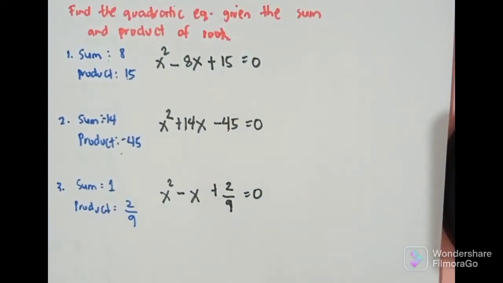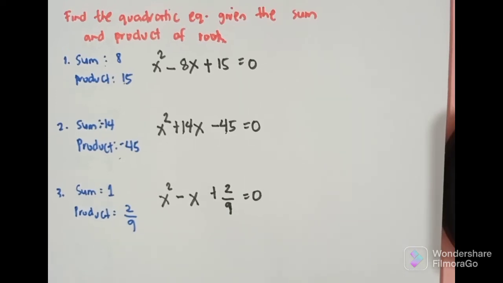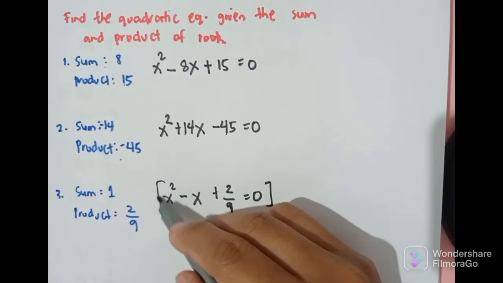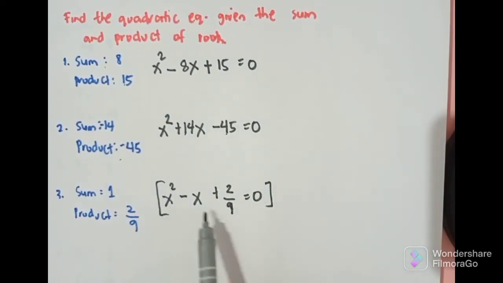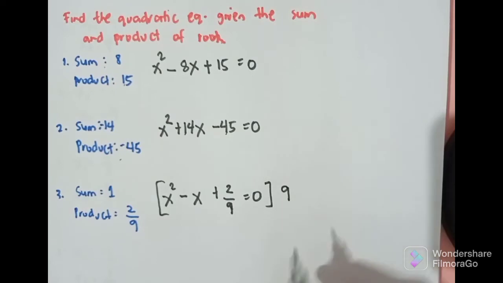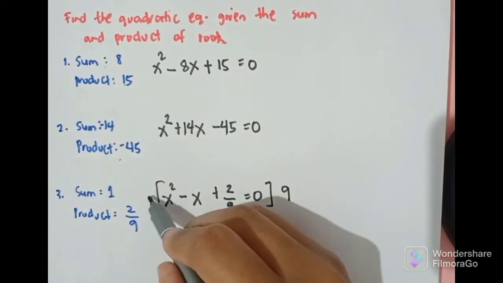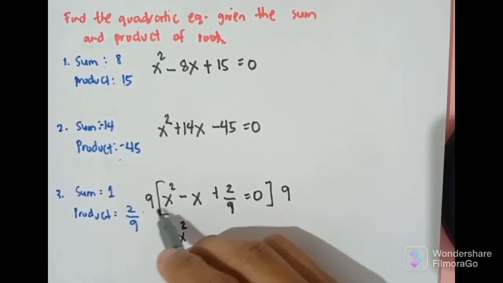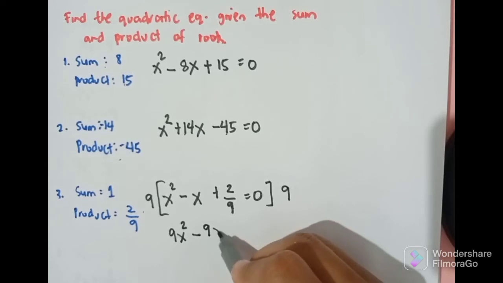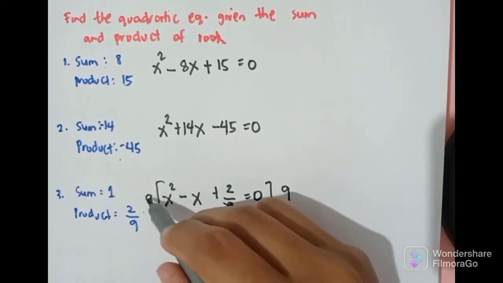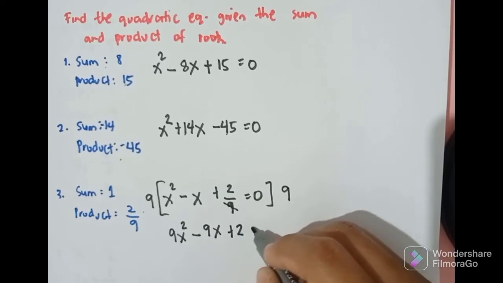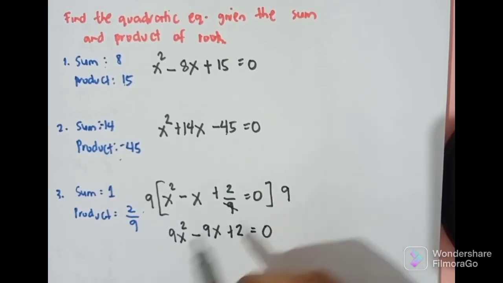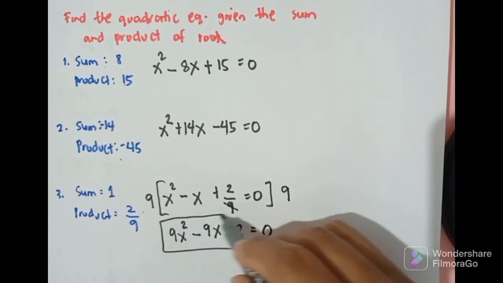Pero, since meron tayong fraction, so dapat lahat ay naka-integral yung coefficient natin. So, multiply natin yung buong equation by the LCD. Ano bang LCD? 1, 1, and 9. That is 9. So, 9 din dito. 9 times x squared, that is 9x squared. So, 9 minus x, that is minus 9x. So, since ito, makakancel na to. So, that plus 2 is equal to 9 times 0. That is 0. So, ito yung magiging final answer natin.